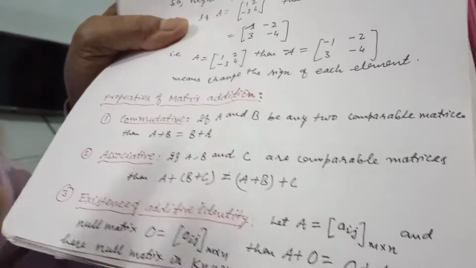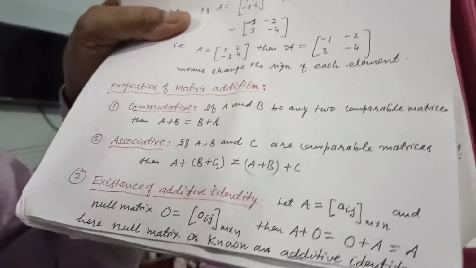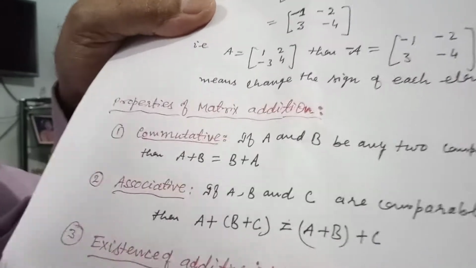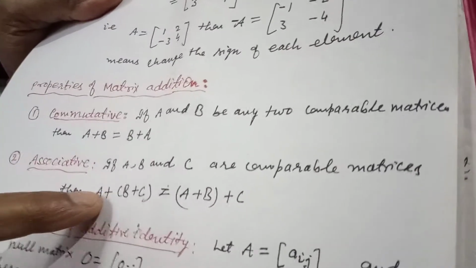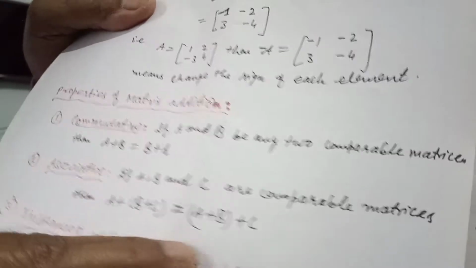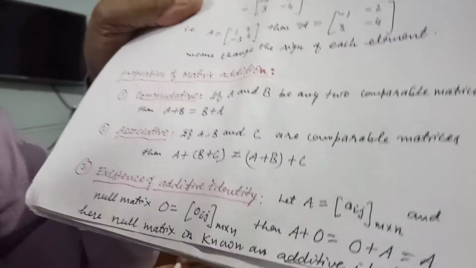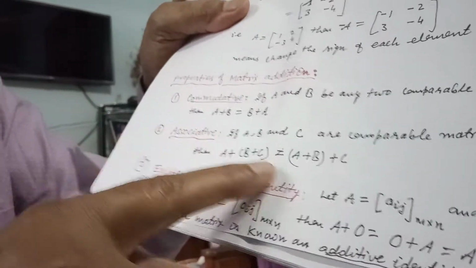Now next is associative. In associative, there are 3 matrices, so take 3 matrices A, B and C. These matrices should also be comparable. Then by this property, A plus B plus C equals A plus B, then plus C. Already you know this in the number system. So this is the associative property.